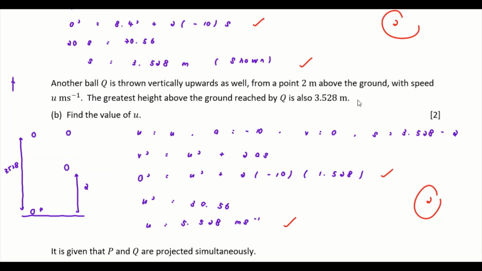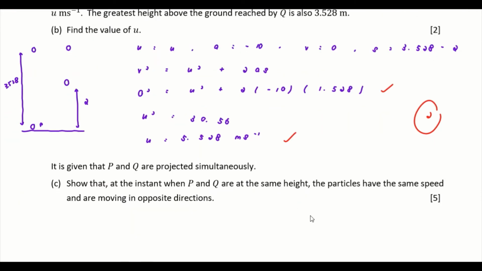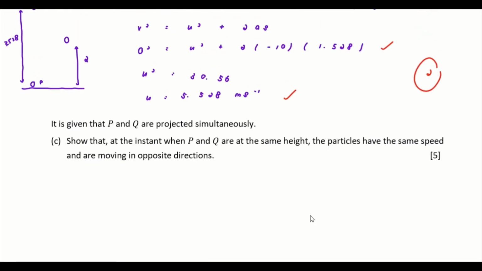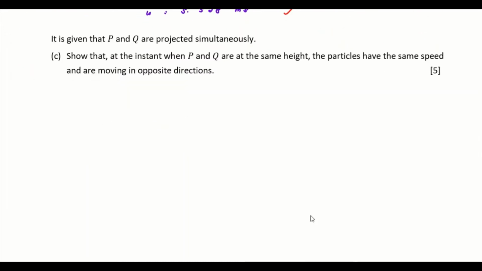Okay, so let's look at C. This is a question that I'll agree is a bit challenging, but as long as you understand what the question asks, you should be able to understand it. Show that at the instant where P and Q are at the same height, the particles have the same speed and they are moving in the opposite direction. Okay, let's try to draw a diagram here. It's going to be the same thing as our part B, but let's try to do that again.